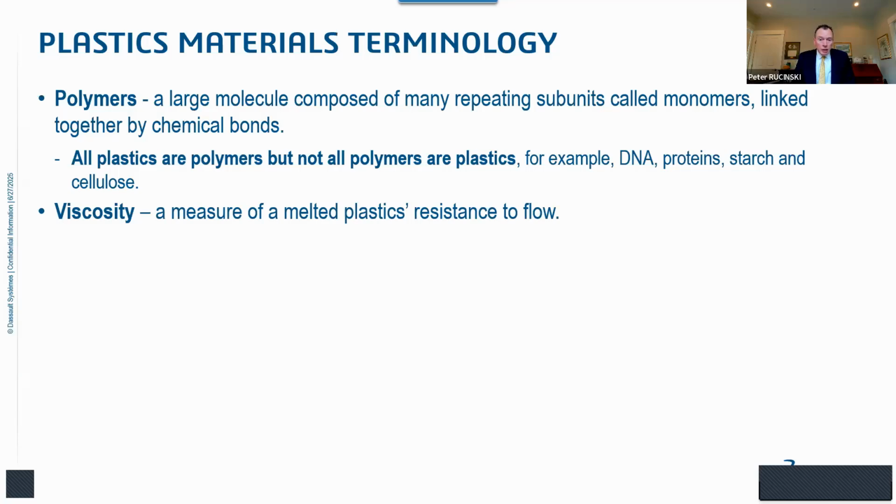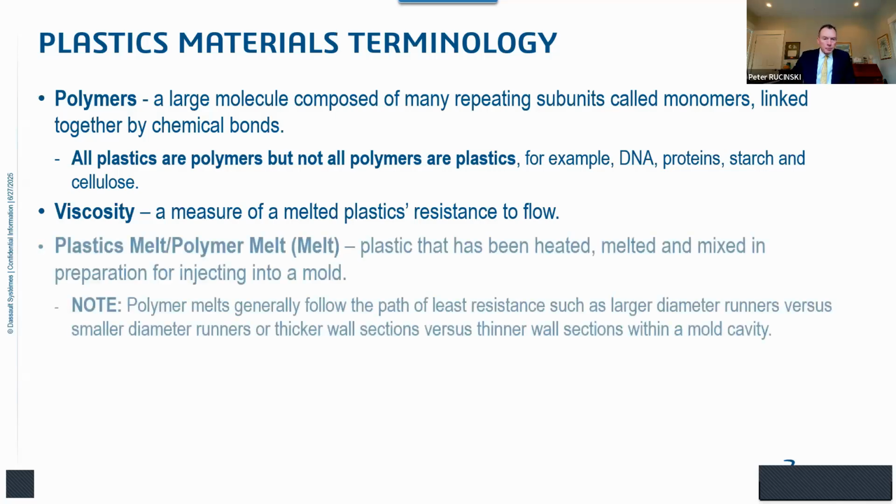A next very common term that we use, especially related to injection molding, that's viscosity. I'm sure many of you are familiar with this term. May or may not be in the context of melted plastics, but in our world, viscosity, it's a measure of a melted plastic's resistance to flow. It's oftentimes directly related to the molecular weight of the plastic material. So the higher the molecular weight, the higher the viscosity, the higher the resistance to flow, the lower the molecular weight, the lower the viscosity, the easier it is for that material to flow.